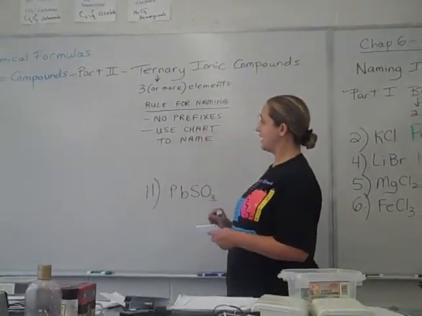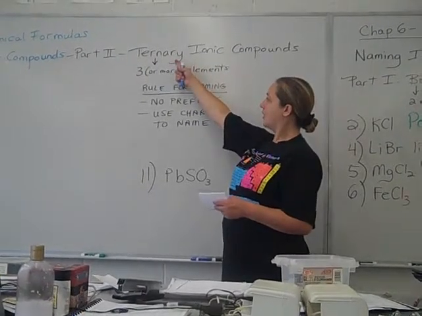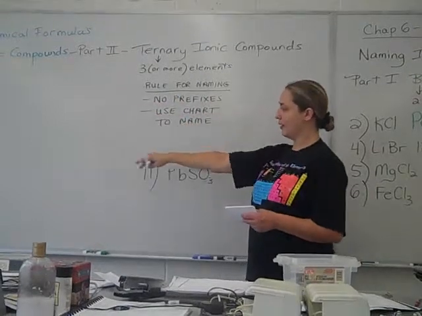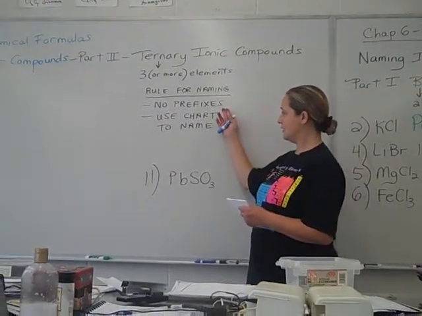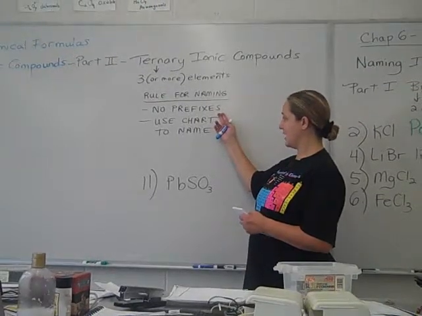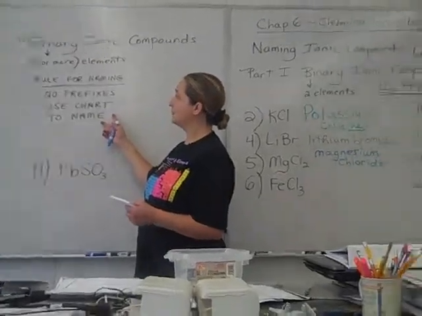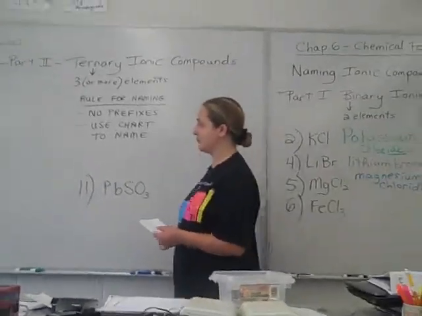Alright, we just did binary ionic compounds, which is 2 elements. Now we are going to look at ternary ionic compounds, which is 3 or more elements, these larger compounds. Okay? So basically, still no prefixes because they're ionic. And you're going to use a polyatomic ion chart to name these. There's one up on top of the board, and there's one in the back cover of your book.